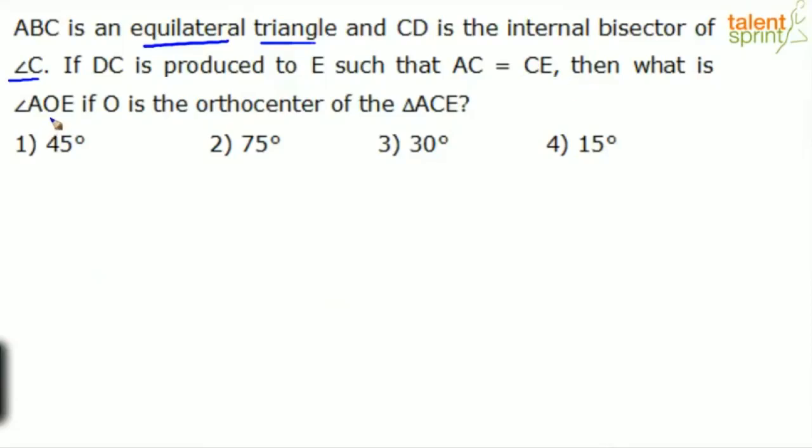Then he says BC is produced to E such that AC equals CE. Then what is angle AOE? If O is the orthocenter of the triangle ACE. Let's look at this now.